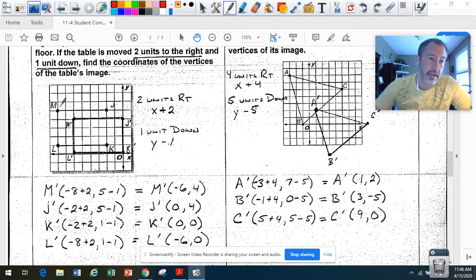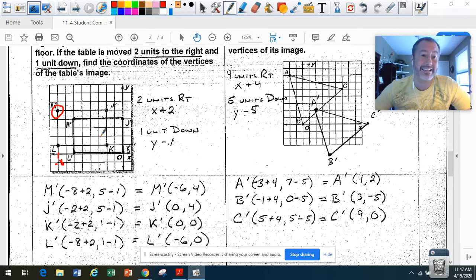Basically, it says, okay, if we look here at M, it is located at -8. This is -8 here for my x. And it's also located at +5. So my M is going to be -8, +5. Now it said, hey, with my x, I have to add 2. So -8 plus 2, okay? And that's going to give me my right-hand movement.